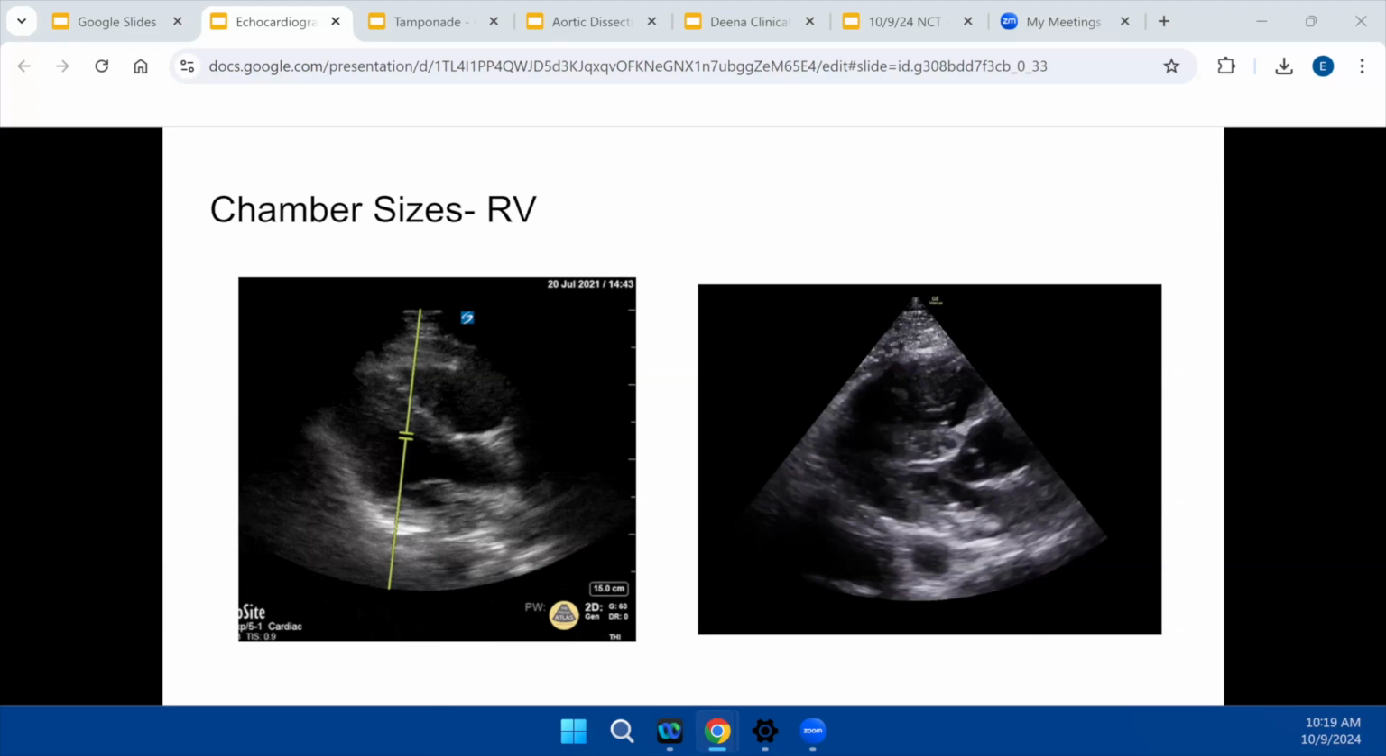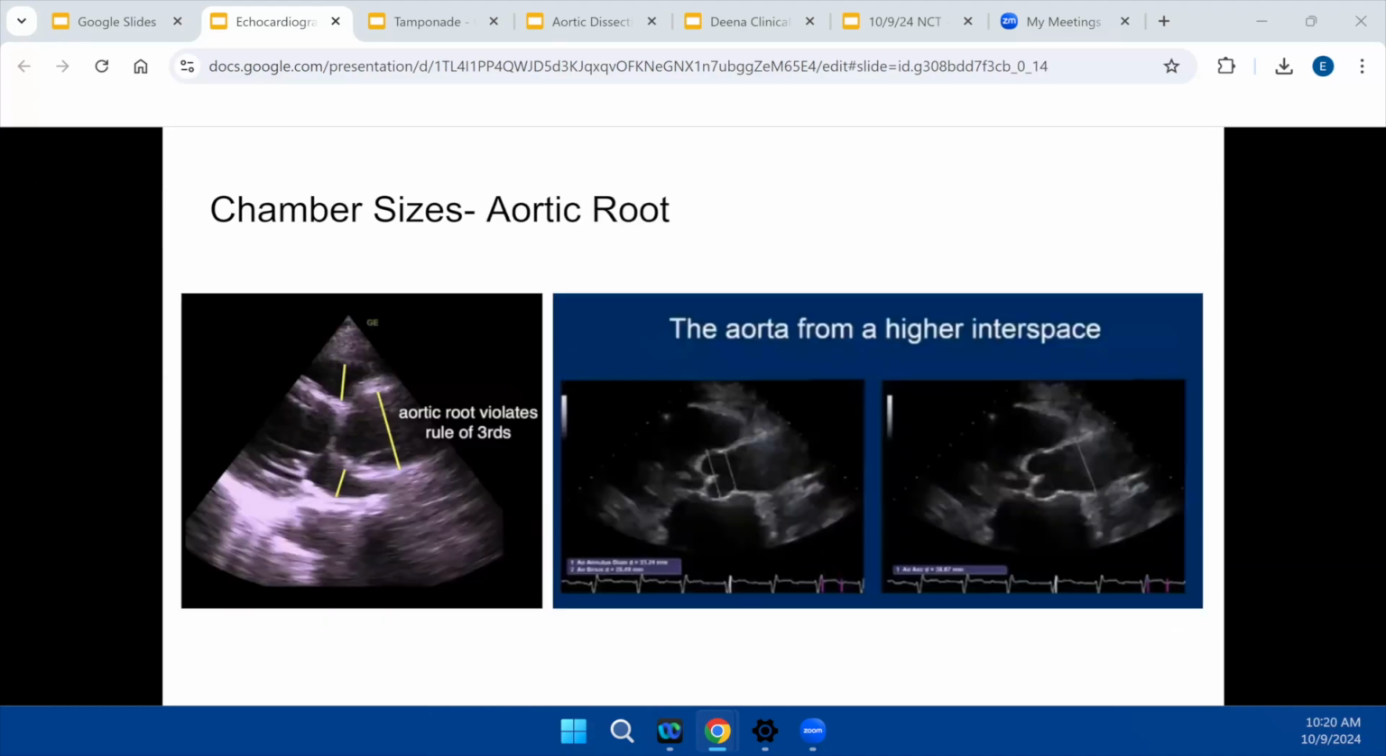Clearly here you see that the RV is pretty big, right? On both images. But again, I would never call that the RV is big on just one image. Please do your parasternal short, do your apical 4. If the RV looks big on all of those images, then fine, you can report that your RV is big, right? Aortic root, I'm going to let Esteban talk about most of this.